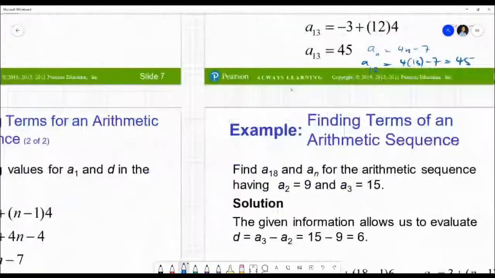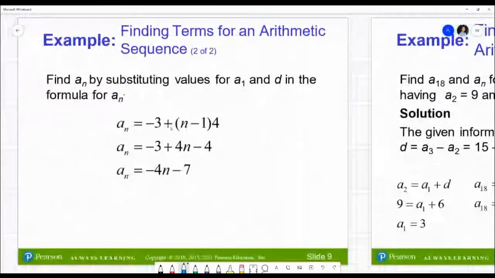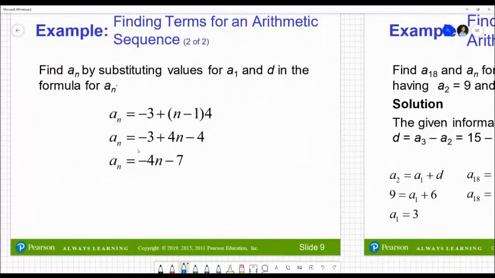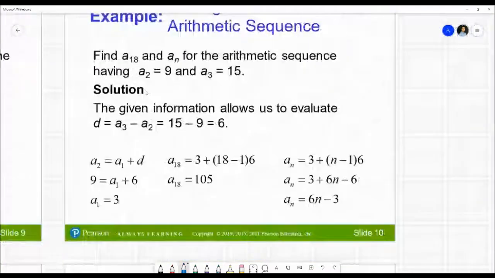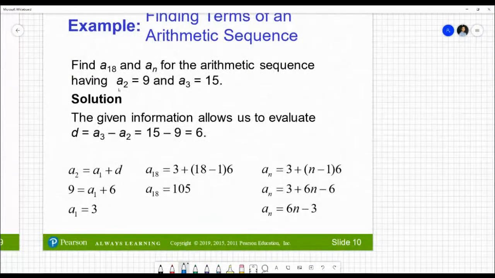Okay, moving on. And here you see the same thing. This is a typo. This is supposed to be a positive 4n, not negative. Okay, so I'll give you a second to try this.